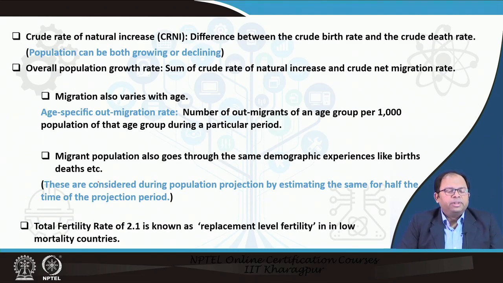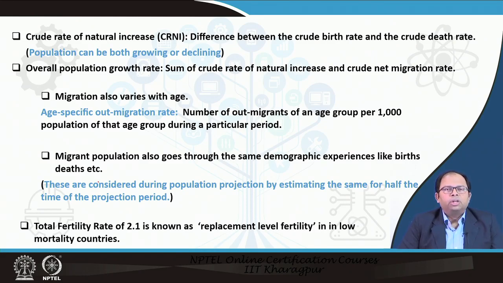Then once we know the mortality, fertility, and migration rates, we can determine the crude rate of natural increase and also the total overall population growth rate. The crude rate of natural increase, CRNI, is defined as the difference between the crude birth rate and the crude death rate. That means if the crude death rate is higher, the population would be declining. If the birth rate is higher, then the population would be growing.